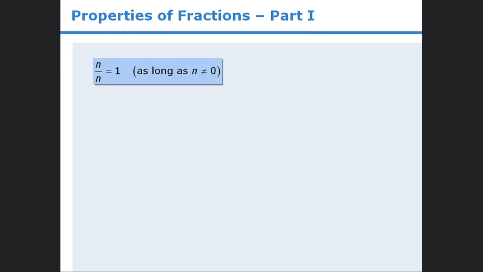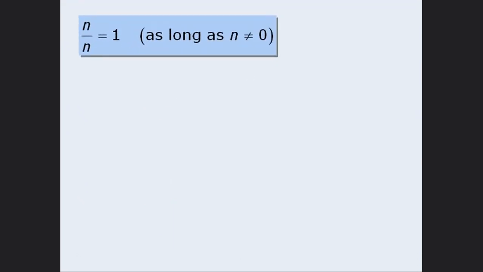Alright, another property says that n over n is always equal to 1. Notice that we have the condition here that says n cannot equal 0, since 0 over 0 does not equal 1. In fact, 0 over 0 is undefined. Here are a few examples that demonstrate this property.